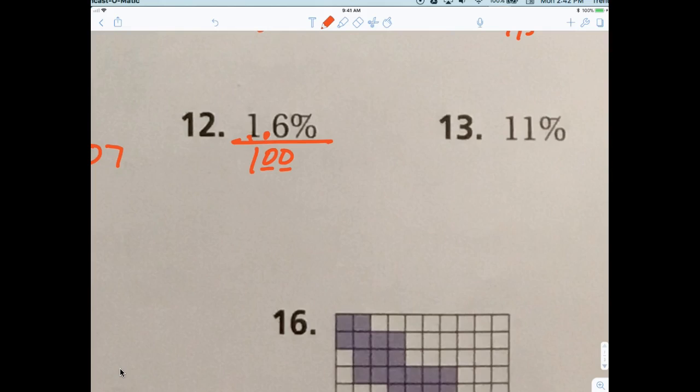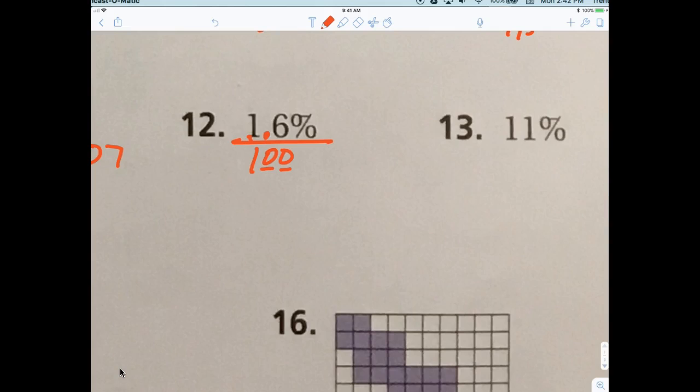Yes, but percent is not out of 1,000. Percent is never out of 1,000. We're not. Percent always means out of what? 100, period.